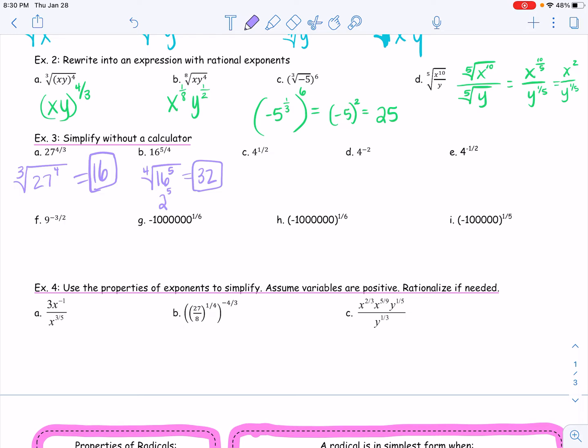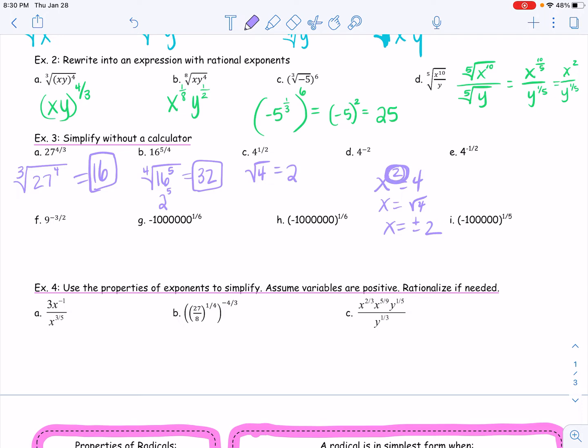4 to the 1/2. That means I'm taking the square root of 4. 2. Okay, that's it. Done. Notice I didn't have plus or minus 2 here. Reason being is because I'm not solving for something. If I had x squared equals 4, then I would be taking the square root of 4 and I would want x is plus or minus 2.